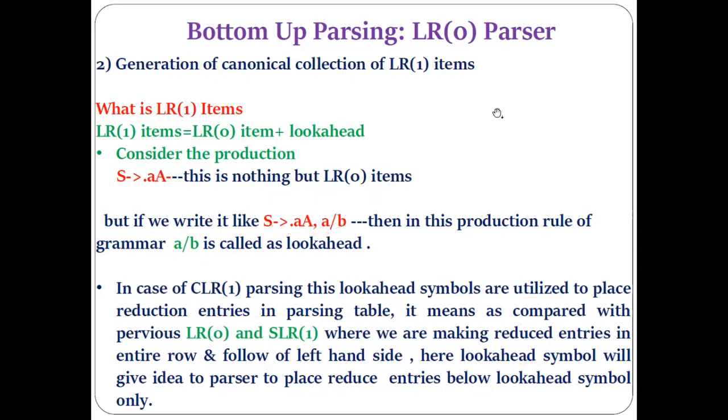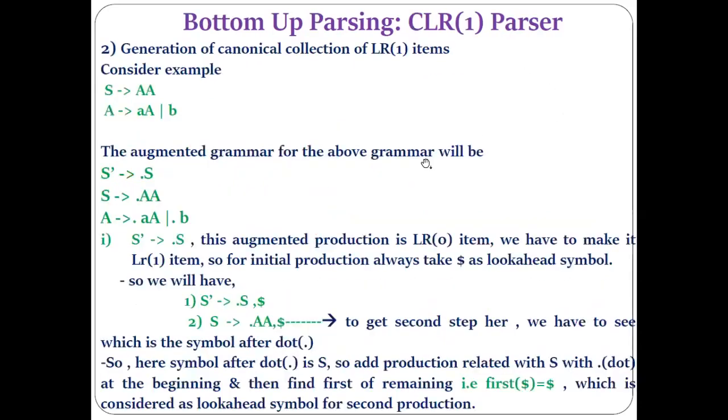Now the question is how to generate these look ahead symbols. Let's see, we have the given grammar like this: S derives AA, A derives aA and b.